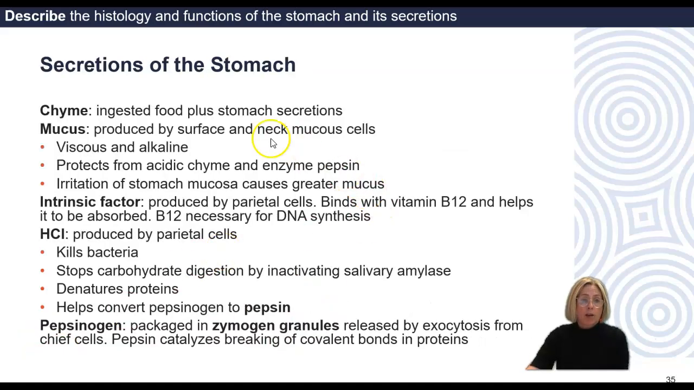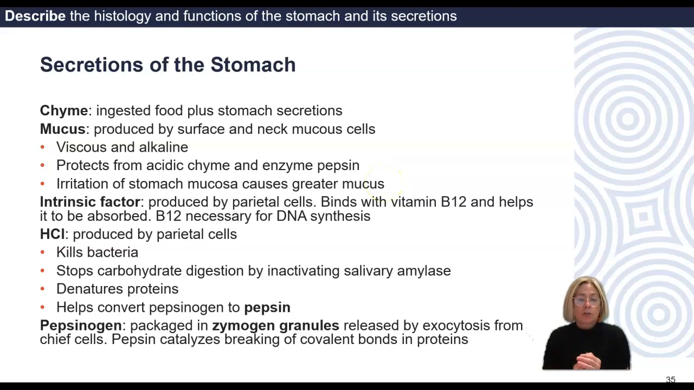And so in terms then of the secretions of the stomach, remember chyme is the ingested food plus the stomach secretions. Bolus of food goes into the stomach, chyme comes out. Mucus then is produced by those surface and neck mucus cells. Certainly the surface cells produce that viscous or very thick and alkaline mucus for protection from the acidic chyme and also from the enzyme pepsin. And irritation of the stomach mucosa will cause greater mucus production, generally.